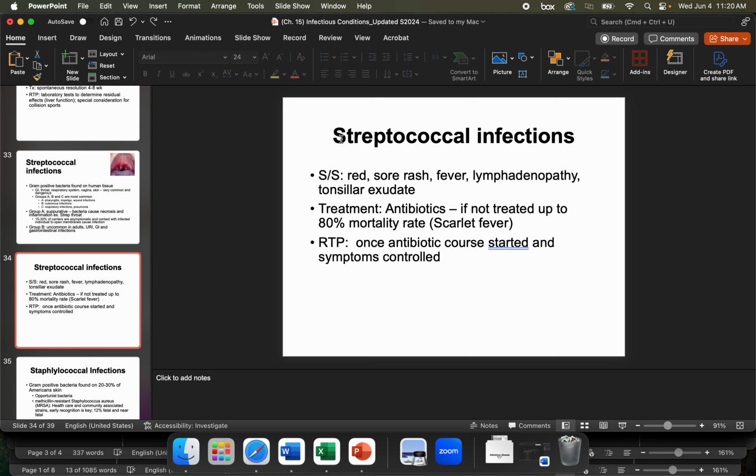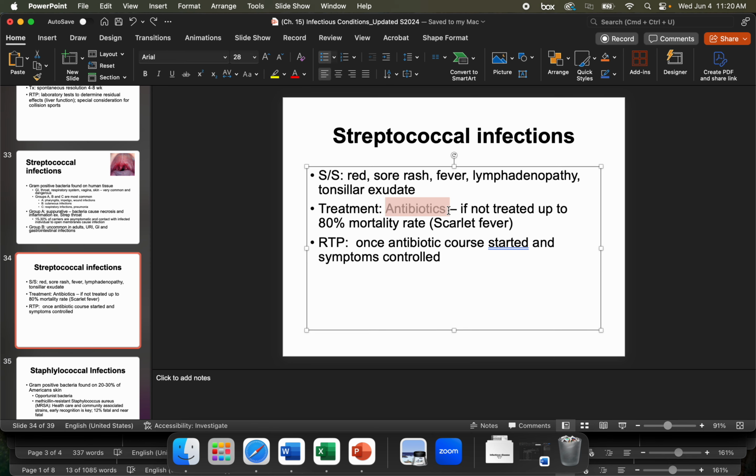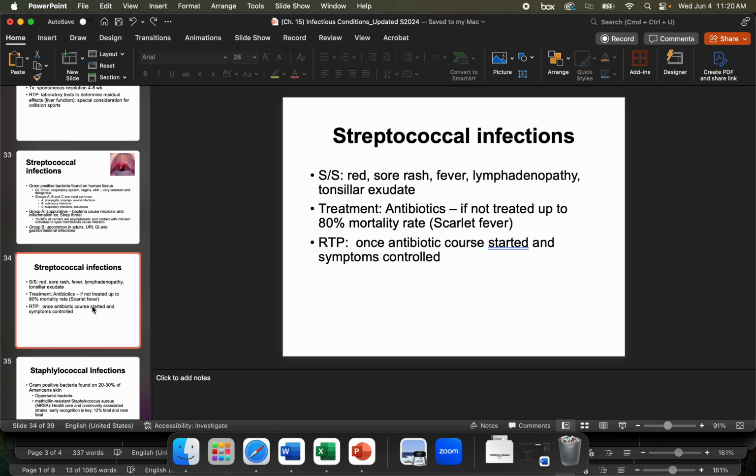If someone has a strep infection, antibiotics are a very good thing. If not treated, strep throat can resolve on its own, but sometimes it does not. I think this 80% mortality rate is probably a little high, but it can resolve on its own, but it also may not. Okay, so once antibiotic courses start and the symptoms are controlled, athletes can come back, and honestly, it's 24, 48 hours, they're in the clear.